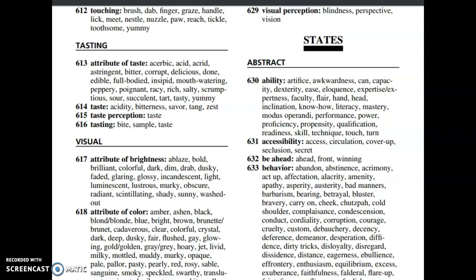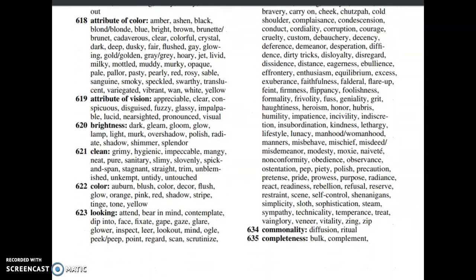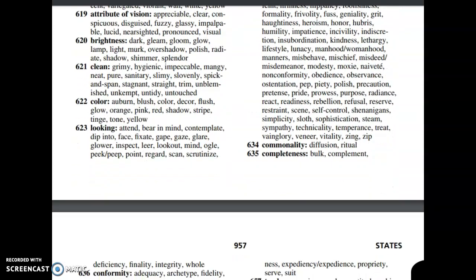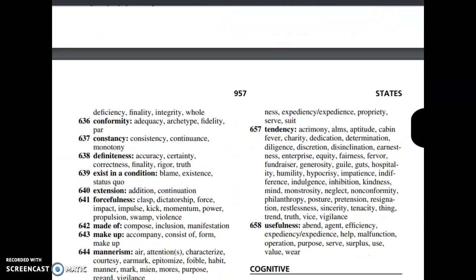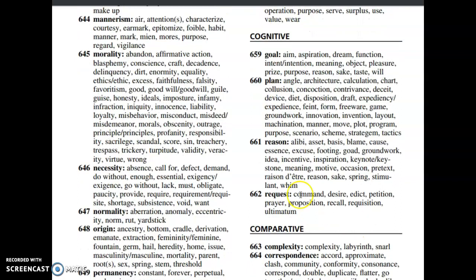We have reached a part of the section of the thesaurus where it says states, and the number that we were looking for was 633. It was behavior and the word abundant, and there are a number of synonyms pertaining to states. Let's explore. The next number that we remembered was 645. If you see the word abundant, it is used again under morality.